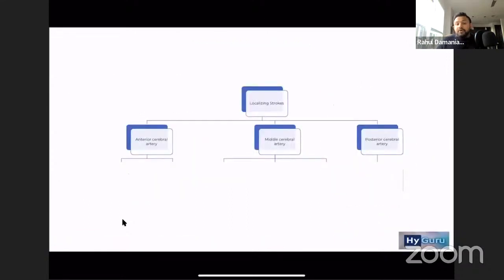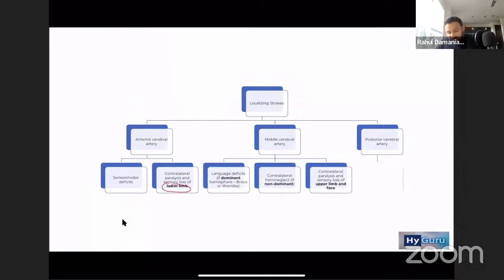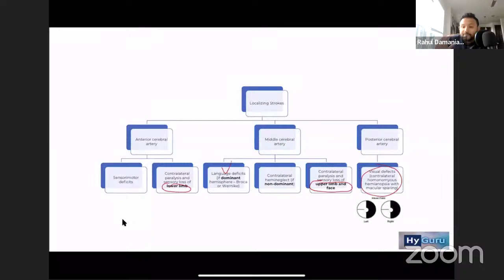So just to integrate localizing strokes, remember when you have ACA deficits, you have sensory motor deficits that are going to be contralateral and it is going to involve the trunk and the lower limb. MCA, you are going to have upper limb and face sensory motor deficits, and then make sure you're integrating, especially if it's on the dominant side, your language deficits. And then the posterior cerebral artery, remember that that is related to your vertebrals coming up into your basilar and subsequently giving the PCA, which is the back part of that circle of Willis, you are going to have your occipital lobe that is going to be damaged. So these patients are going to have this contralateral homonymous hemianopsia. And that means that the same visual field is actually going to be affected.